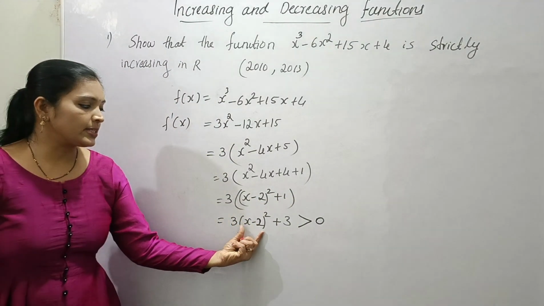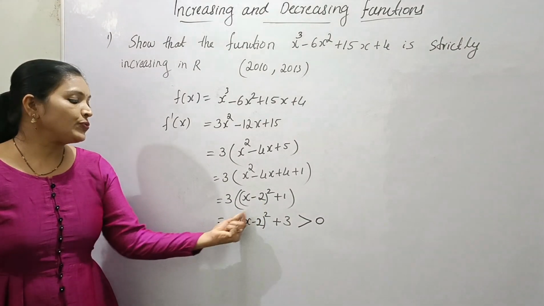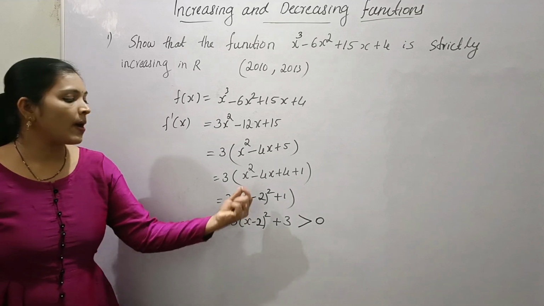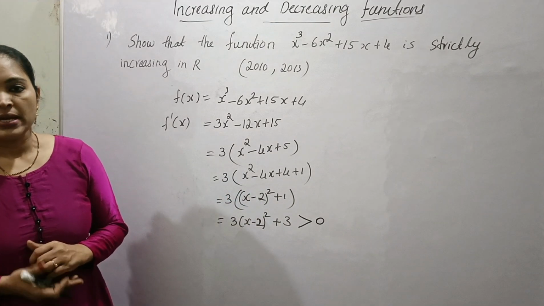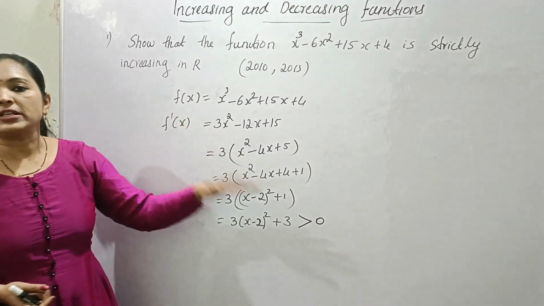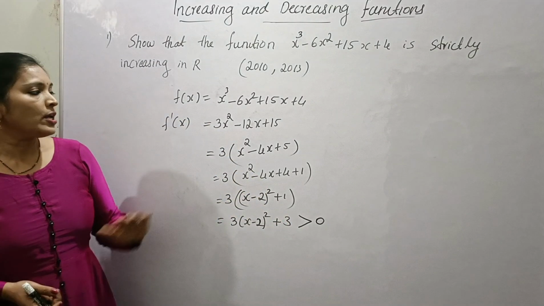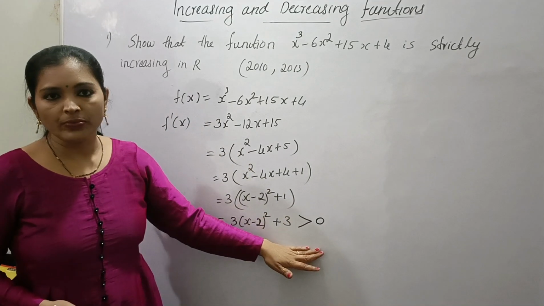Because this term x minus 2 whole square is always positive. Positive into 3 is always positive, plus a positive number is always positive. And if it is 0, then also f dash of x is greater than 0. So here we have got f dash of x greater than 0.